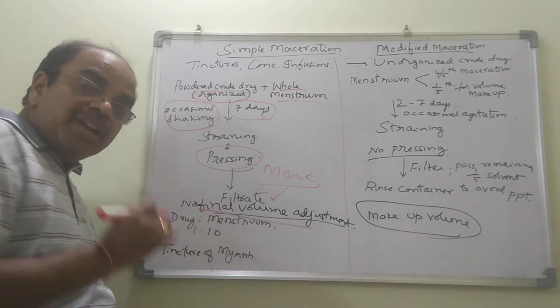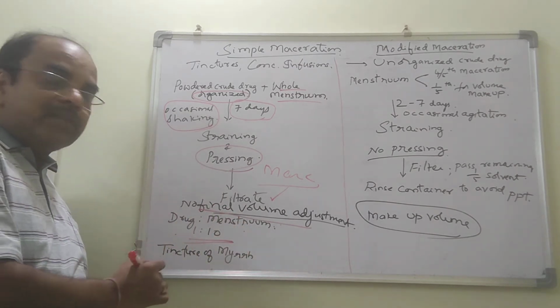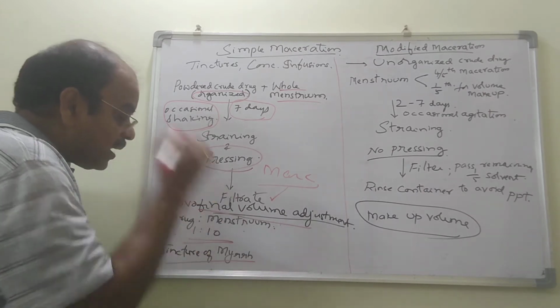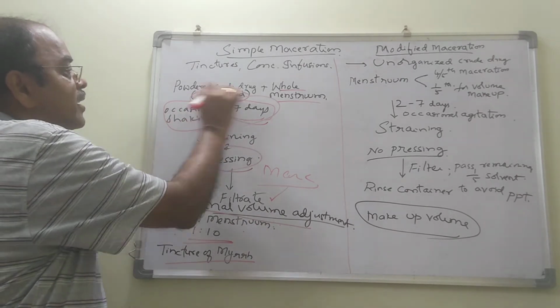And here, the ratio between the drug and menstruum may be 1:10. 1 part of the drug with 10 parts of the menstruum. Here, an example for this preparation is tincture of myrrh. Here, you have to remember 7 days. Right? This is for organized crude drugs.